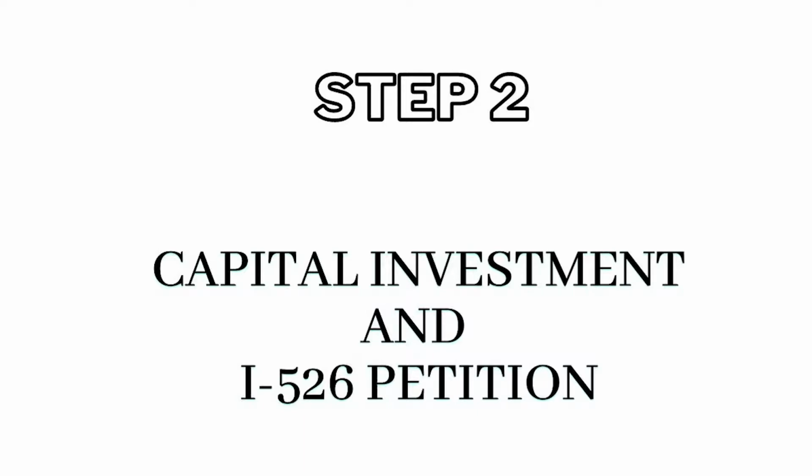Step number 2. Capital investment in the I-526 petition. After choosing the project to invest in, applicants must make the required capital investment into the project that they have chosen. Currently, the investment has to be $900,000 if the project is in the targeted employment area, or $1.8 million if it is outside of a targeted employment area.